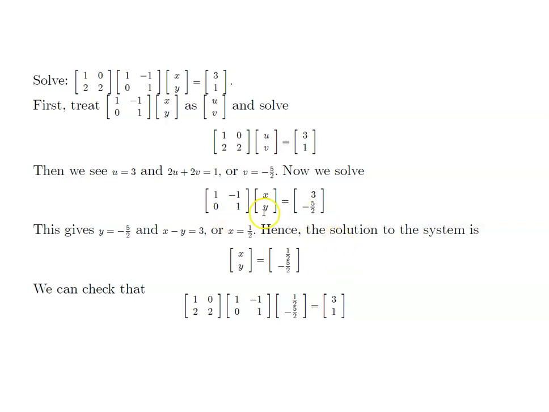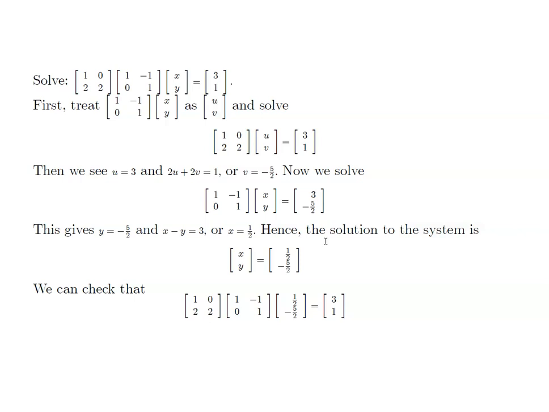So we set [[1,-1],[0,1]] times [x,y] equal to [3, -5/2], and again we can solve this pretty easily. We've got y equals negative 5 halves from the second row when we multiply out. The first row gives x minus y equals 3. We plug in negative 5 halves for y, and we get x equals a half. So the solution to the system is [x,y] equals [1/2, -5/2]. You can check that by plugging it in: if you multiply those three matrices together, you really will get [3,1].